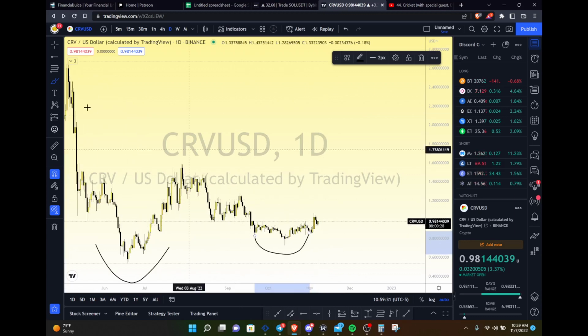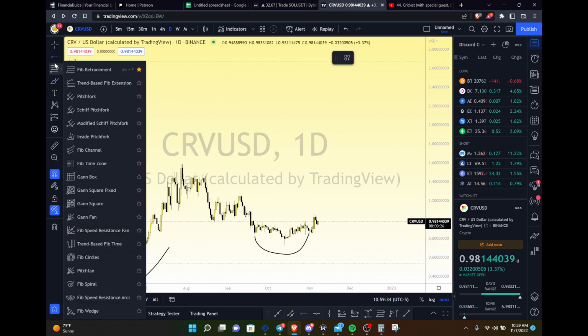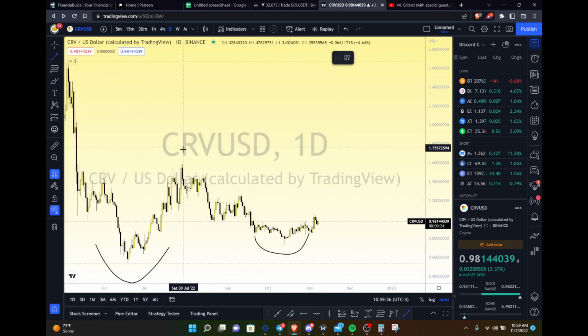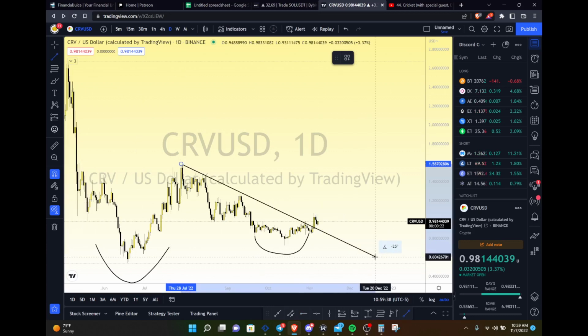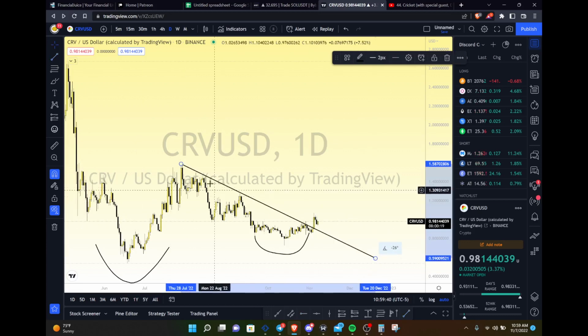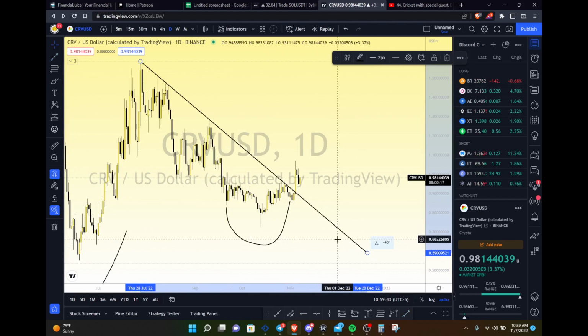And to me, Curve has started the breakout from this structure. It's tested that sloping resistance as well. I think it broke. So this is how I'm drawing mine, right? There we go. Yeah, so it broke out, in my opinion. I should say, it's beginning the breakout structure.